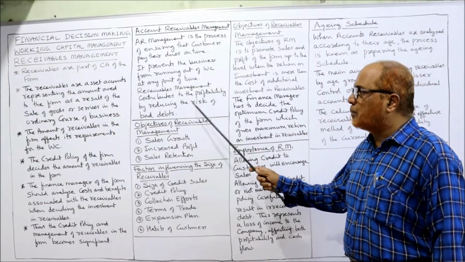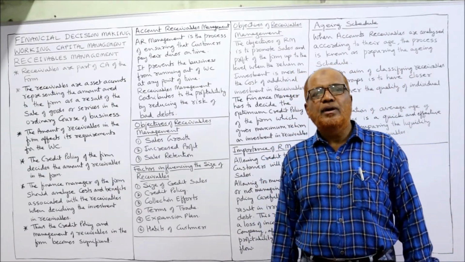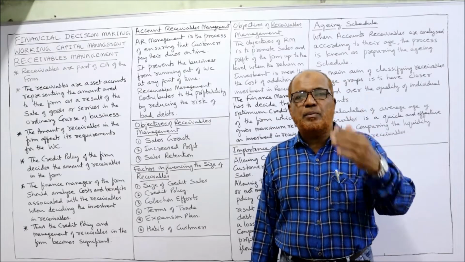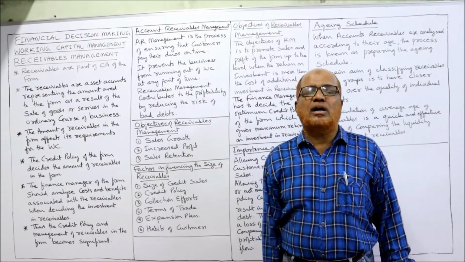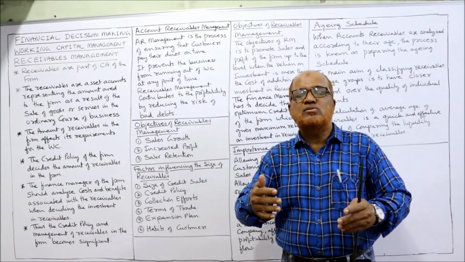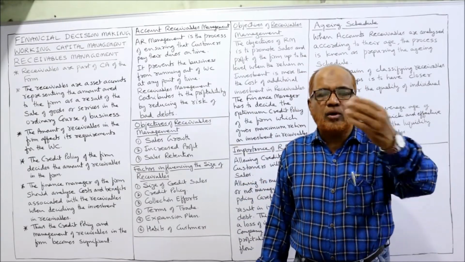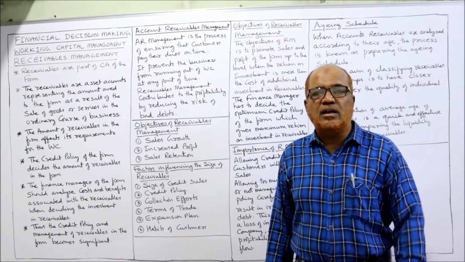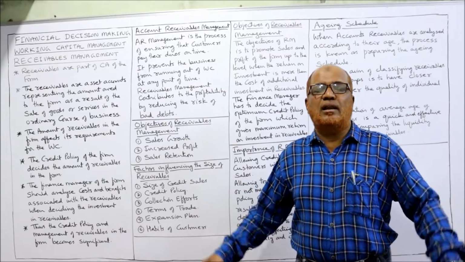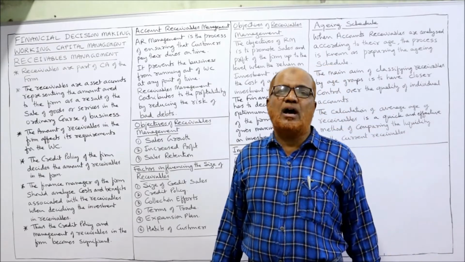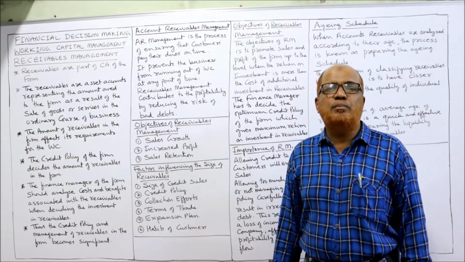Receivables management contributes to the profitability by reducing the risk of bad debts. See, receivables management will increase the profitability. How does it increase the profitability? When we allow credit period to the customers, more customers will come. Whenever we allow some credit period, whenever we sell the goods on credit, our sales will increase. When sales increase, we can produce the goods on large scale. Large scale economies will arise. So profitability will go up.